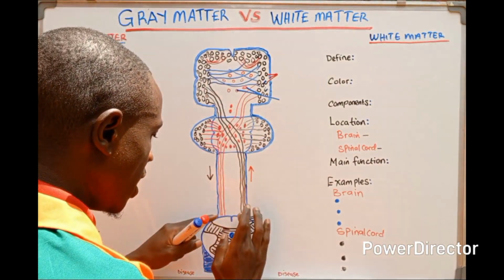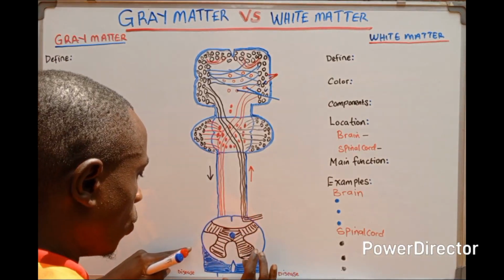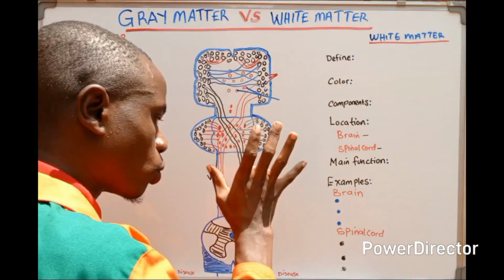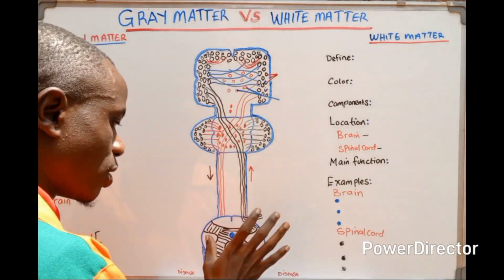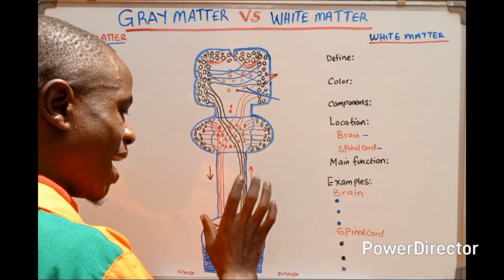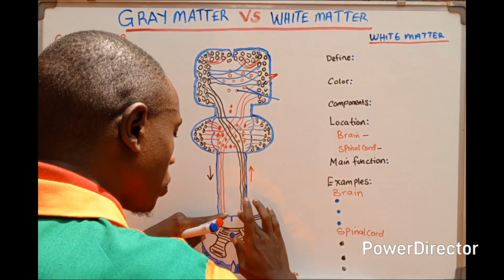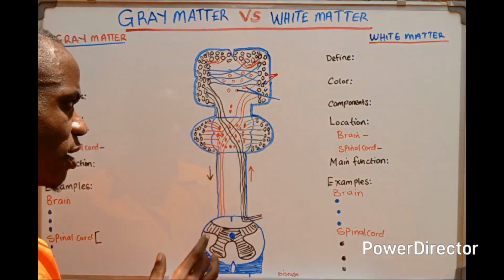Here we have tried to zoom in to bring in the cross section of the spinal cord, such that we are able to see exactly where the gray matter is going to be located within the spinal cord, and where we find the white matter within the spinal cord. That's why we have tried to zoom in on one of the regions of the spinal cord.